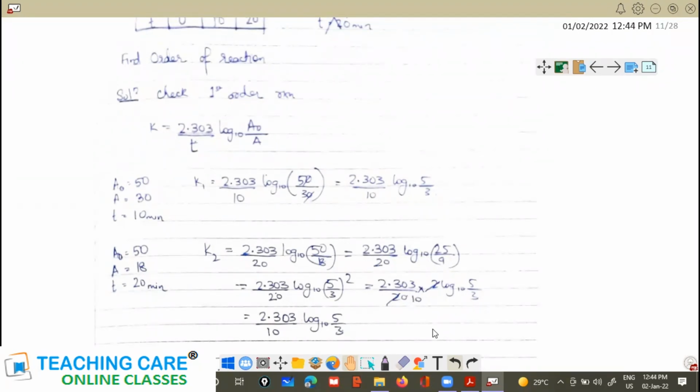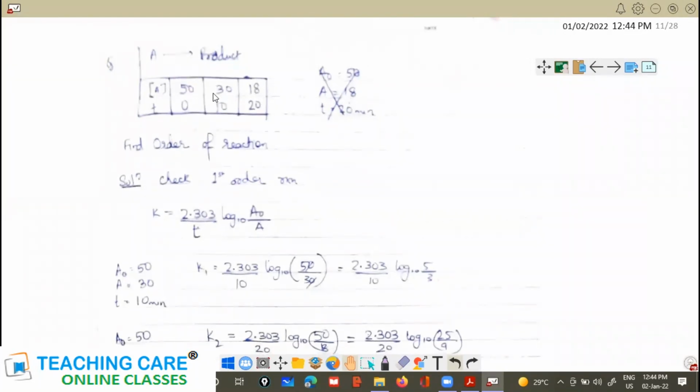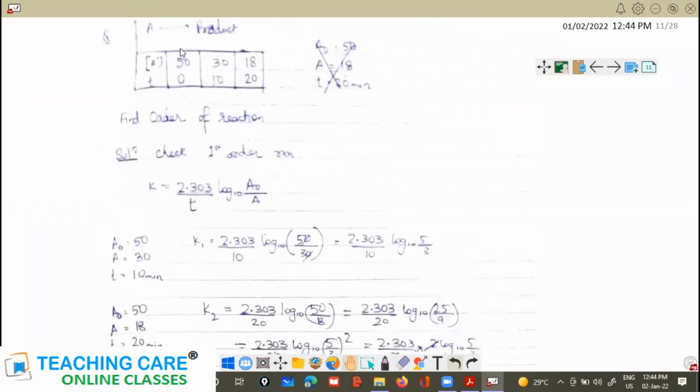So what is the method for this one? We have to check for each and everything. Any two data, any two. For example, I had taken this and this one, 50 and 30, that is 0 and 10, and 50 and 18. Initial I have to always take, that is 50 concentration and 0 time, that I have to take 110%. But apart from that, I have used like this, and we have found out the values.